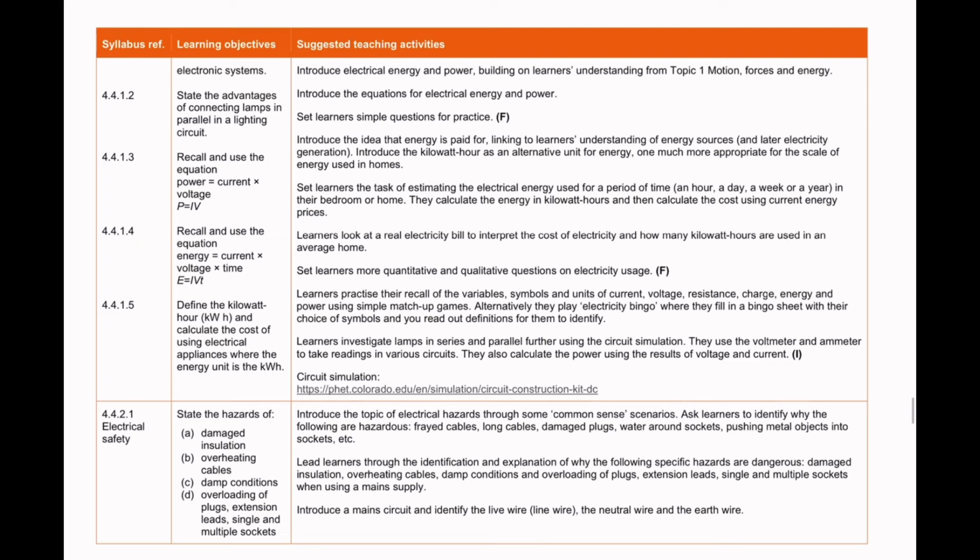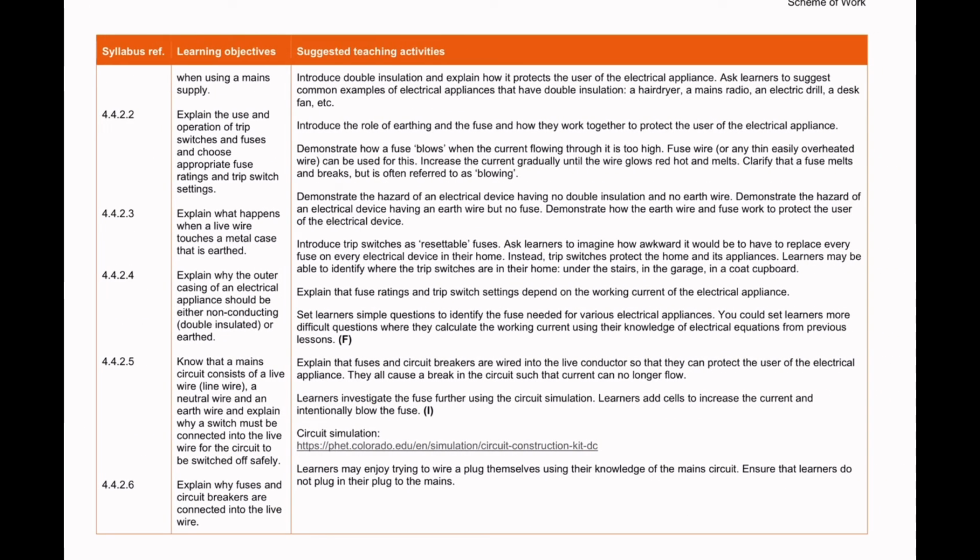State the hazards of: A, damaged insulation; B, overheating cables; C, damp conditions; D, overloading of plugs, extension leads, single and multiple sockets when using a mains supply. Explain the use and operation of trip switches and fuses, and choose appropriate fuse ratings and trip switch settings.